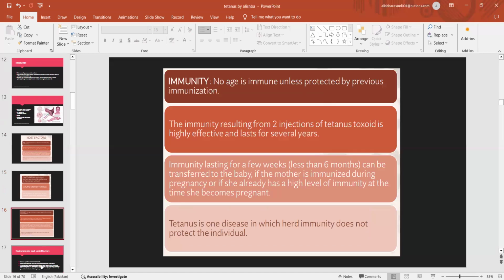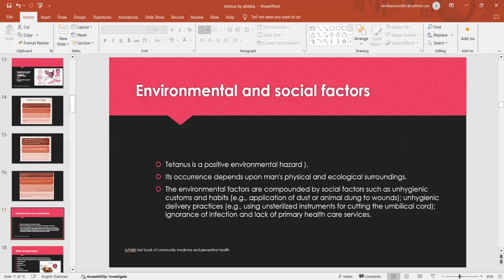No age is immune unless protected by previous immunization. The immunity resulting from two injections of tetanus toxoid is highly effective and lasts for several years. Immunity lasting for a few weeks, less than 6 months, can be transferred to the baby if the mother is immunized during pregnancy or if she already has a high level of immunity at the time she becomes pregnant. Tetanus is one disease in which herd immunity does not protect the individual.